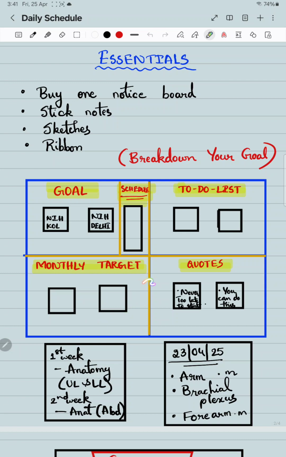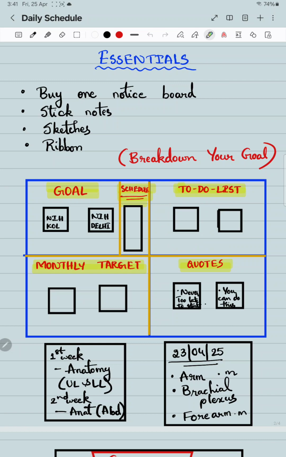So have a section of monthly targets, and next break down the monthly targets into a to-do list, that is, daily targets. To achieve the monthly target, what are the daily targets you have to follow?